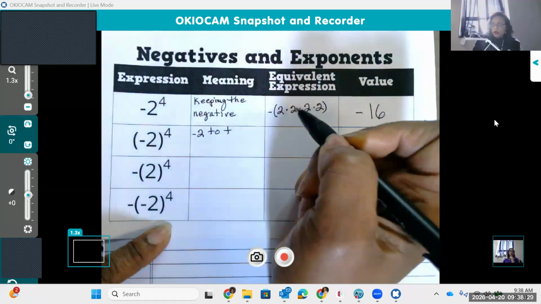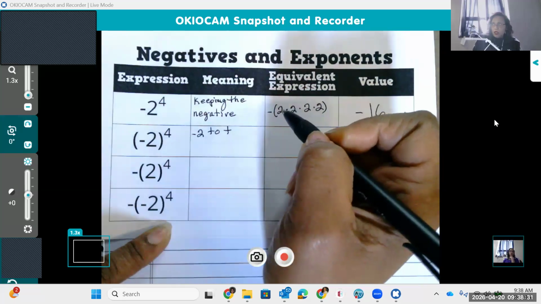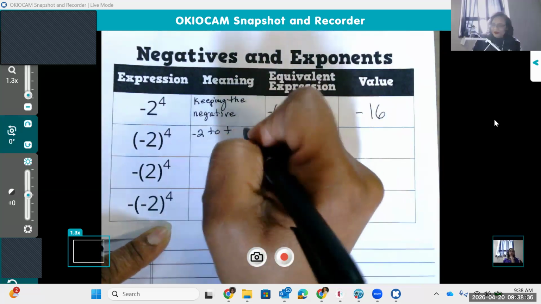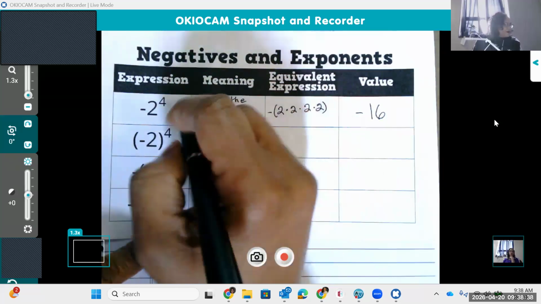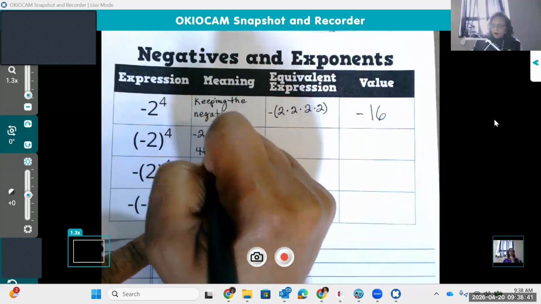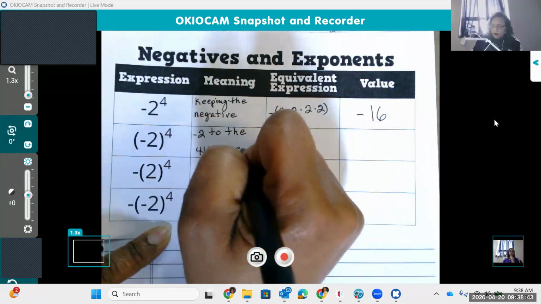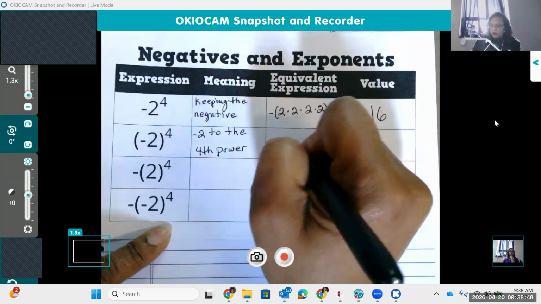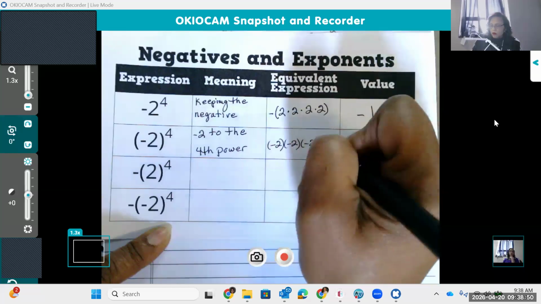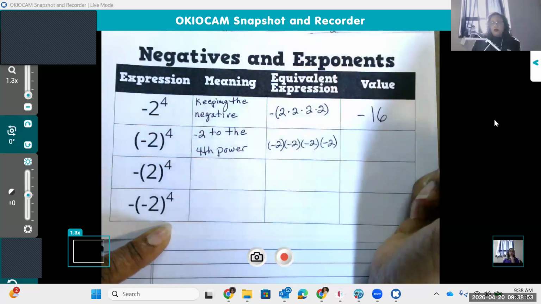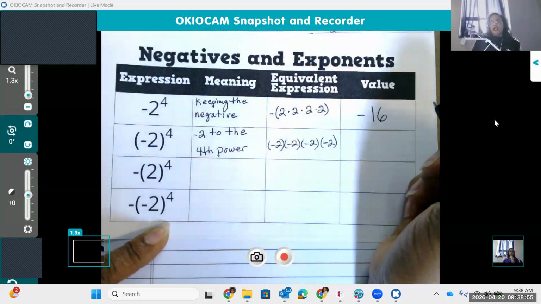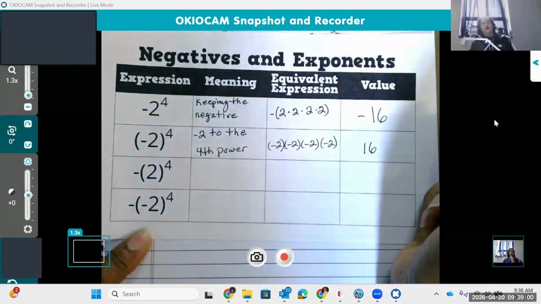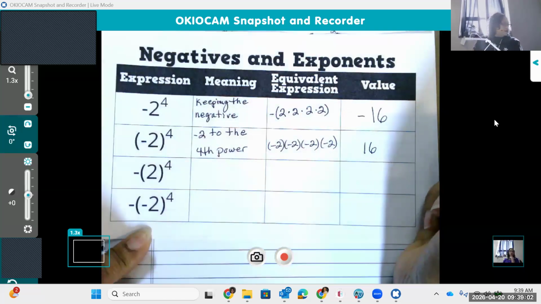2 times 2 is what? What's 2 times 2? -2 times -2 times -2 times -2 is a positive 16. It's a positive 16.